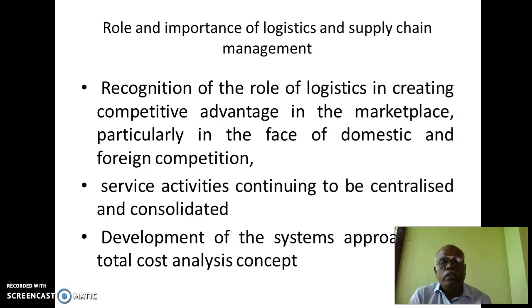We'll go to today's topic. We already started with role and importance of logistics and supply chain management. We continue that. So the first point is recognition of the role of logistics in creating competitive advantage in the marketplace, particularly in the face of domestic and foreign competition.